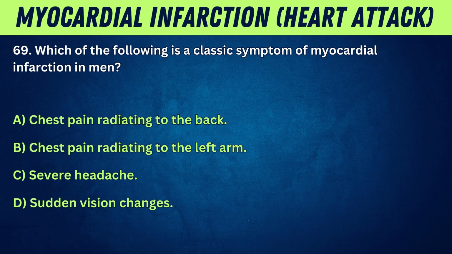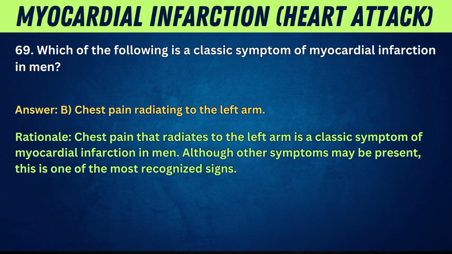69. Which of the following is a classic symptom of myocardial infarction in men? A. Chest pain radiating to the back. B. Chest pain radiating to the left arm. C. Severe headache. D. Sudden vision changes. Answer: B. Chest pain radiating to the left arm. Rationale: chest pain that radiates to the left arm is a classic symptom of myocardial infarction in men. Although other symptoms may be present, this is one of the most recognized signs.